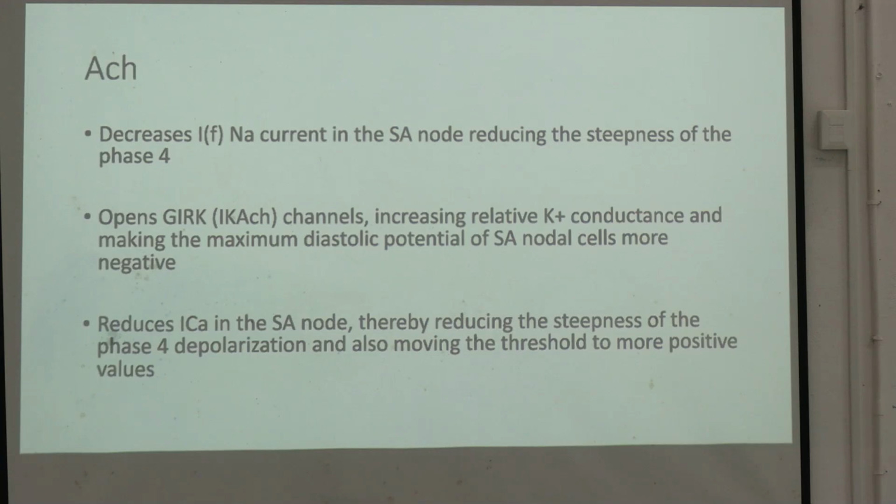Okay, now what are the functions of acetylcholine? Acetylcholine, number one, reduces the steepness of phase 4 by acting on the funny current. Not only Ivabradine, acetylcholine also acts on the funny current, right? Acetylcholine has multiple actions. So it reduces the steepness of phase 4 of the action potential and it can also reduce the maximum diastolic potential of the SA node towards more negative, right? So in all ways acetylcholine will reduce your heart rate.